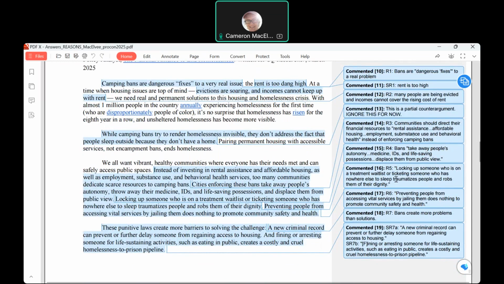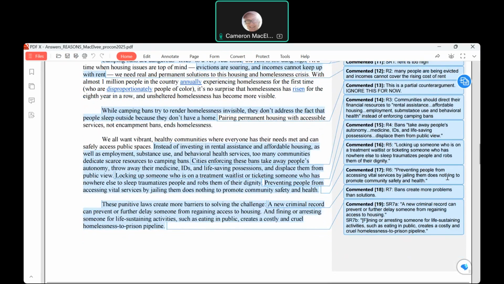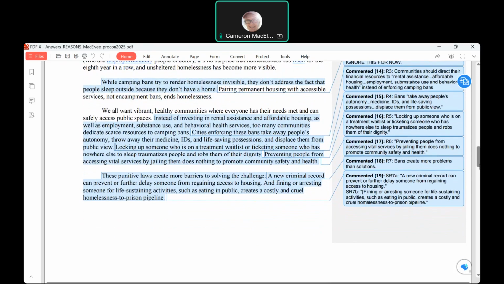Reason 5, which is down here, is, quote, the bans are ineffective because, quote, locking up someone who is on a treatment wait list or ticketing someone who has nowhere else to sleep traumatizes people and robs them of their dignity. Reason 6 why he thinks bans are not effective is right here. He says, quote, preventing people from accessing vital services by jailing them does nothing to promote community safety and health. I'm using a lot of quotes for him. You're going to see why in the next video.